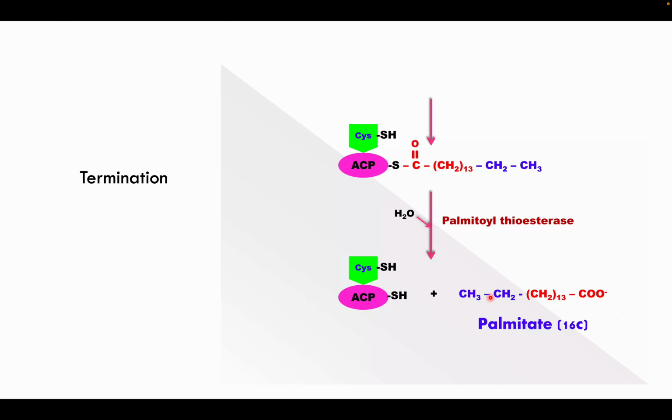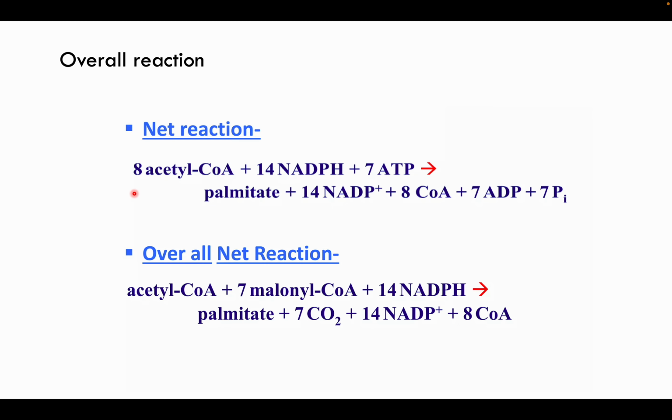So for this 16 carbon molecule, what did we use? We used 8 acetyl coenzyme A, right? 7 ATP, which is required for the conversion of acetyl to malonyl. Why 7? Because we need in the beginning 1 acetyl, right, for the condensation, and 7 malonyl. So in total 8 acetyl, but 7 of them get converted to malonyl. So we need 7 ATP.